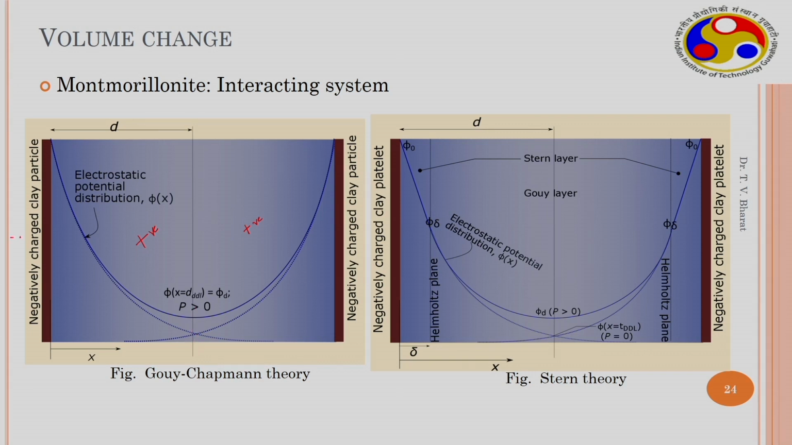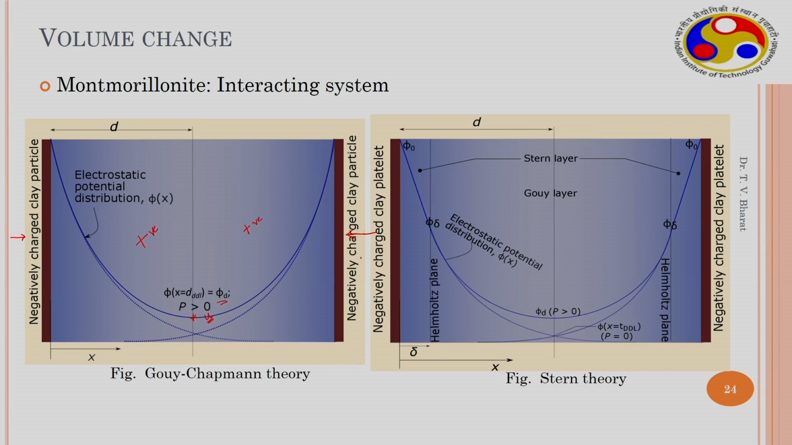However, when a force or external pressure is applied on individual particles, the particles approach each other, and the potential at the mid plane, at the mid distance, will start increasing. These dotted lines are the electrostatic potential of individual clay platelets, but due to the interaction, this is the potential distribution that develops. This potential is phi d, or in non-dimensional form this is u, a non-dimensional mid-plane potential.